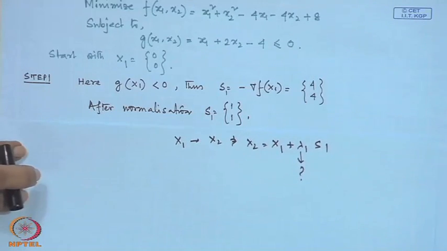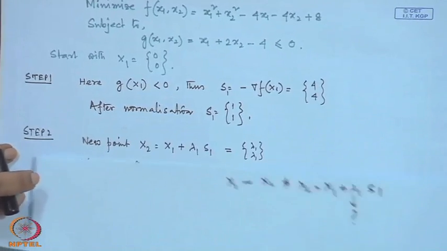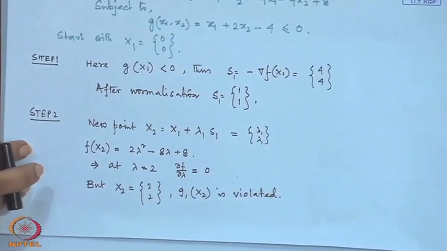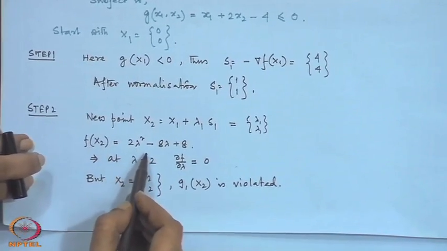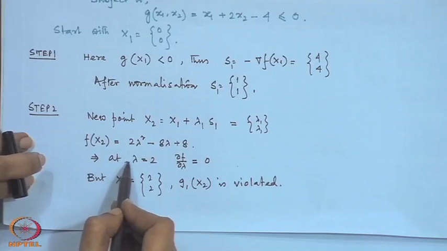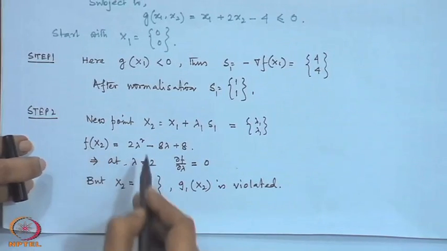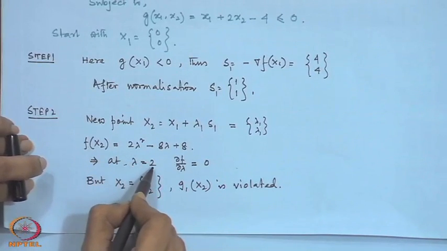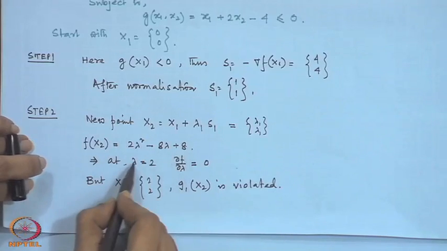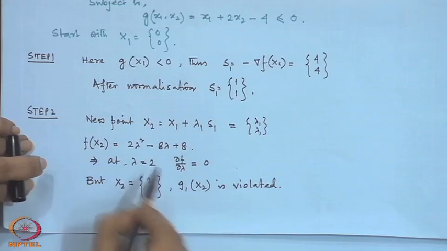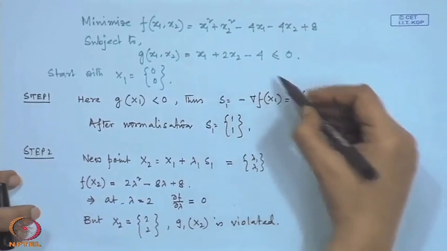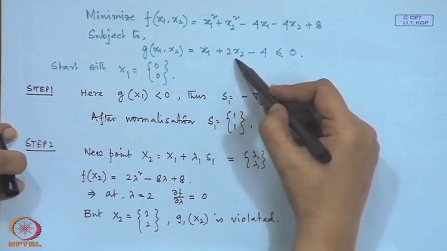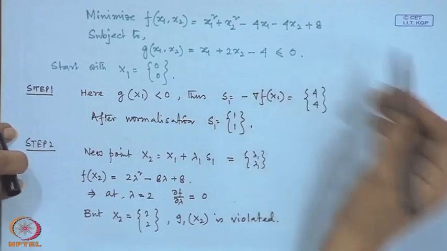For doing that, as we did for the unconstrained optimization problem, here also it is the same thing. We will find the function f, and we will see for which value of lambda f is minimum. That is why we are getting that if lambda is equal to 2, then f is minimum. But if lambda is equal to 2, then the next point x2 would be (2, 2). Just look at the constraint. If it is (2, 2), then I will be out of the feasible space.